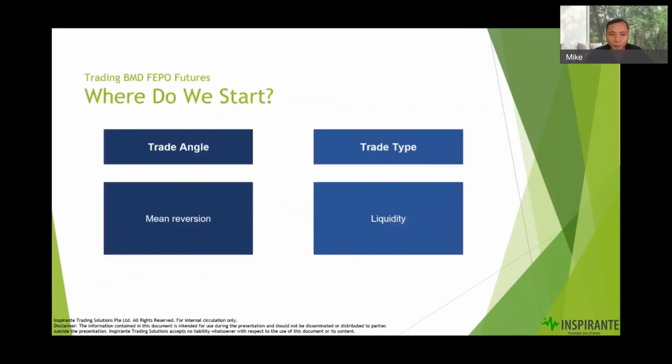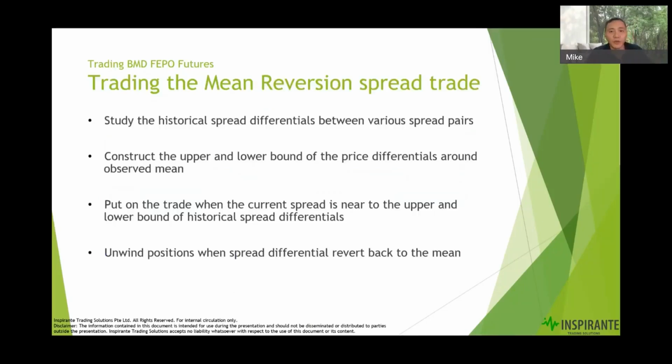Okay, so now with that out of the way, like I said, I'd like to propose a spread type trading. Like I said, the FEPO is at its infancy, so I figured this is probably a good and conservative way for me to start, which is what I'm doing right now. The theme of the trade strategy we are using will be mean reversion. I'll explain a little bit about liquidity and contract selection in a while.